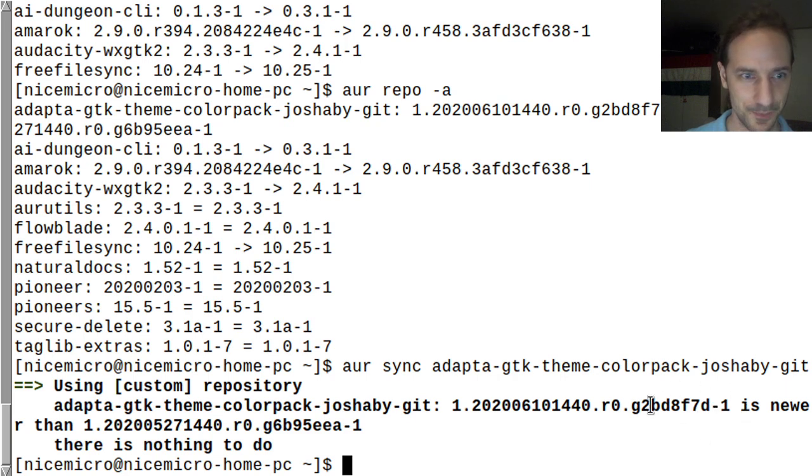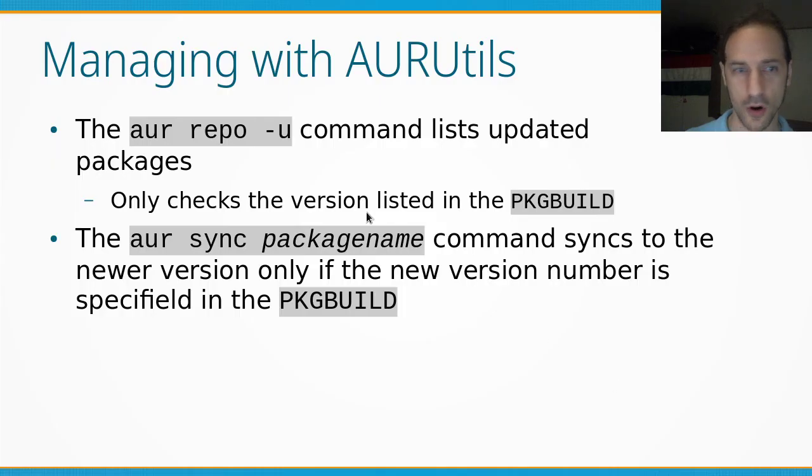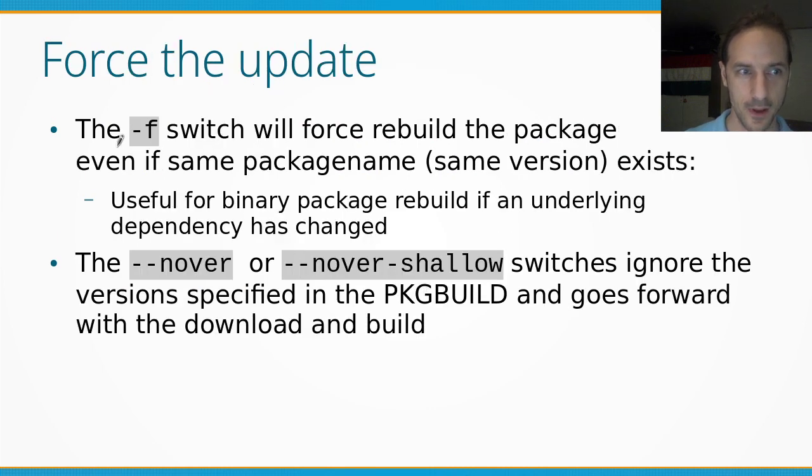So this is basically that one. So there is no newer change, but if you found a newer change based on upstream, then how could you force your aurutils to update? So it's very easy. You can force the update.